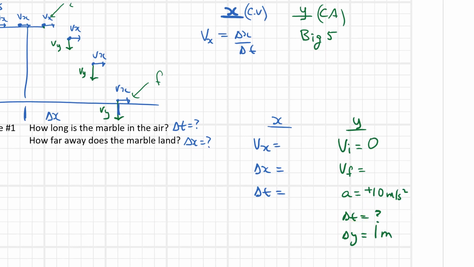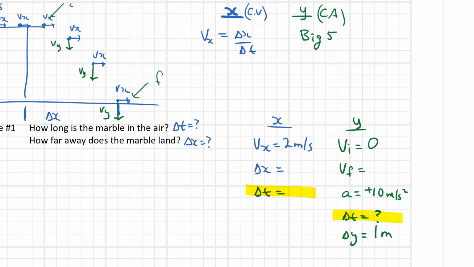Now one thing you're going to notice is that the time is what ties the x and the y components together. So in this question I'm going to solve for delta t using all the y information, and whatever that number is I'm going to put over in the x side. Looking at the x side just for now, what do we know? We know that it was moving horizontally at 2 meters per second.